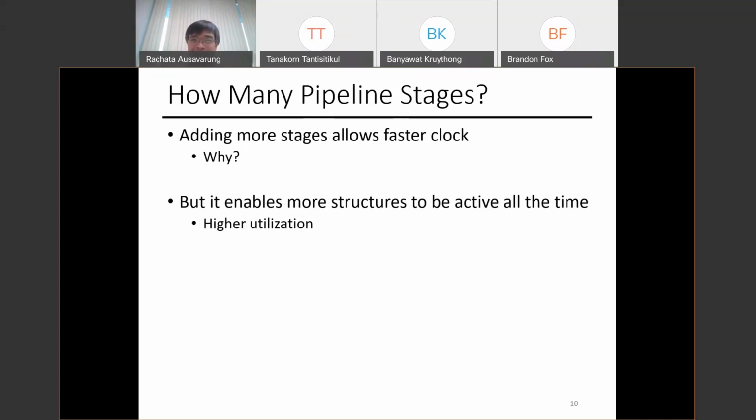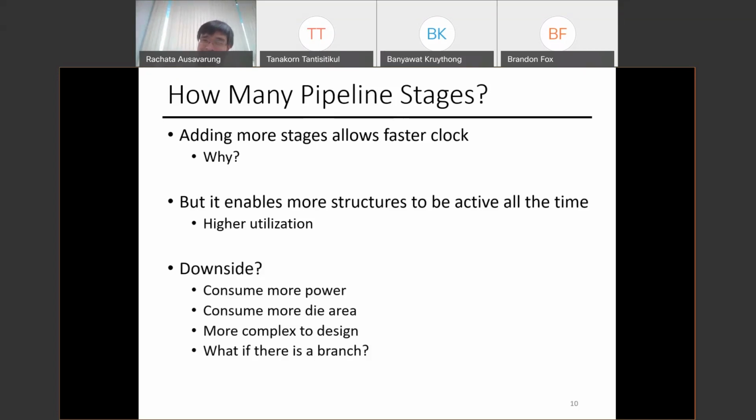Anyone want to take a guess? You need more registers, which means you need more die area, right? You need to consume more power. The design is more complex, right?